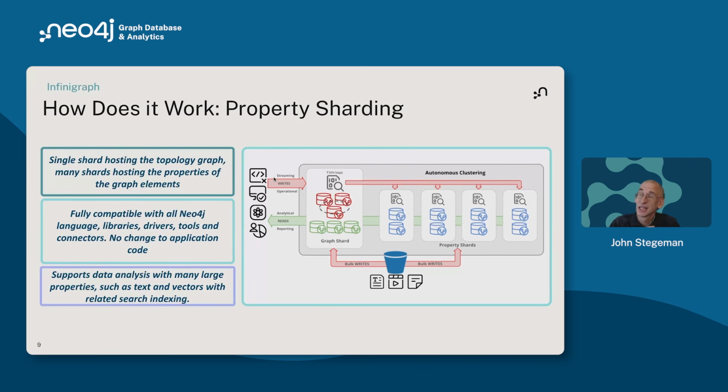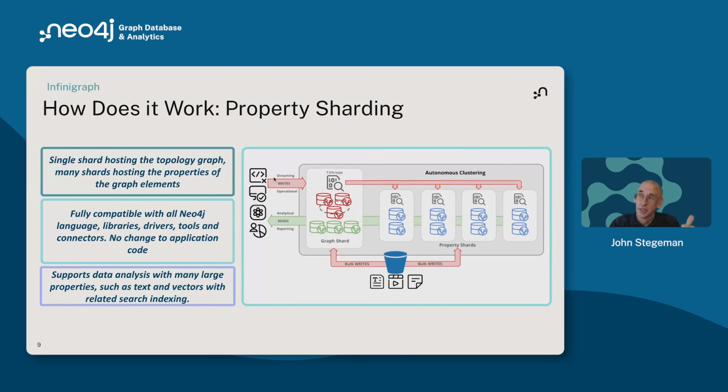So what that does is it allows us to distribute the size of the data across multiple machines in a cluster. And as you can see from the diagram here, this is built upon autonomous clustering. So all of the things that autonomous clustering can do, such as distribute databases and shards across multiple machines automatically and handle failover and making sure that we have replicas for high availability, replicas for read scalability. All of that capability is here in Infinigraph because we built on the tried and tested autonomous clustering feature. And we've added the ability to now shard the properties across multiple machines in that cluster.